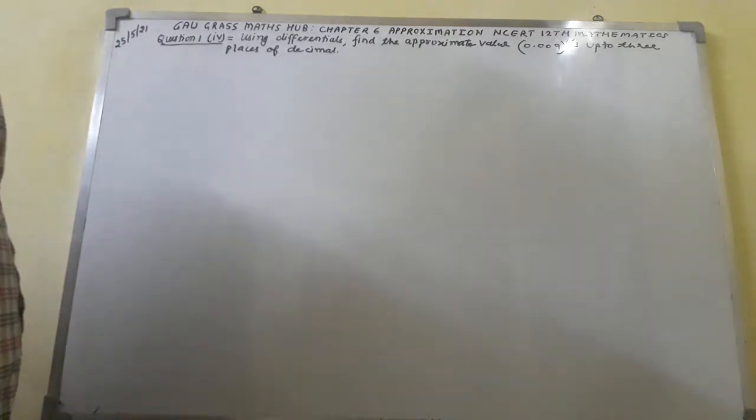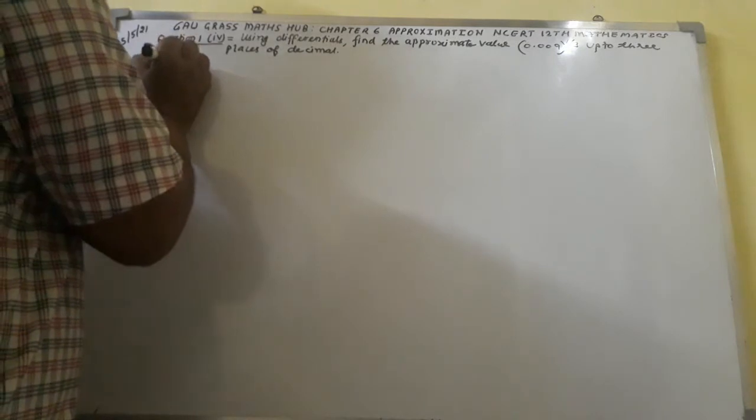I am going to explain question number 1, Roman 4, that has been taken from chapter 6, Approximation of NCERT 12 Mathematics. The question is, using differentials, find the approximate value of 0.009 raised to the power 1 over 3 up to 3 places of decimal. Here I shall write the solution.